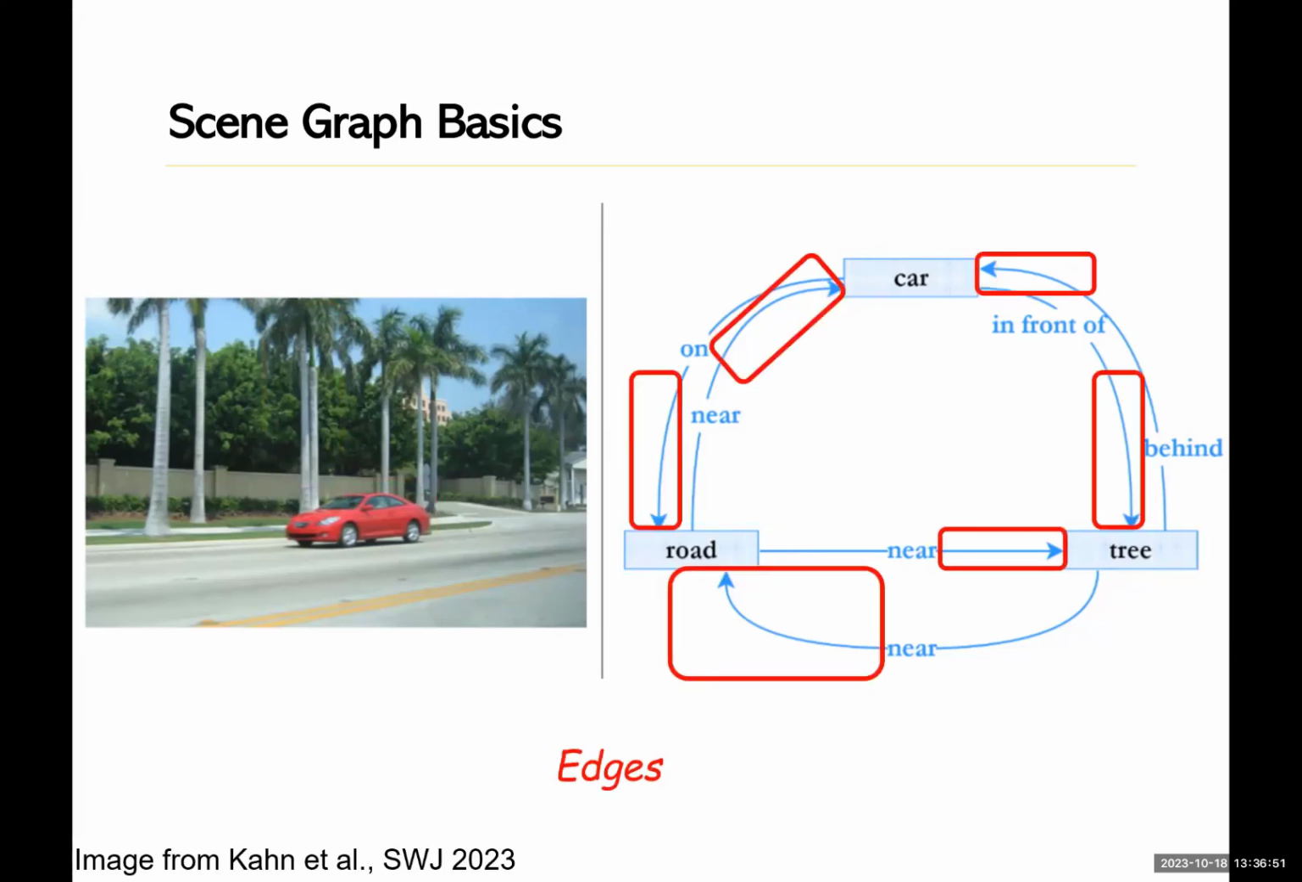Now then there's edges. The edge between the nodes just exists if there's any type of relationship. And this is kind of a key distinction: inferring if two objects are related in any way versus characterizing their relationship. So when I say edges, I'm not talking about near, I'm just talking about there's a direct relationship between tree and road without specifying what it is.